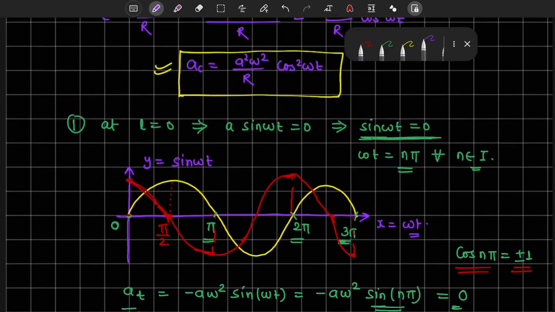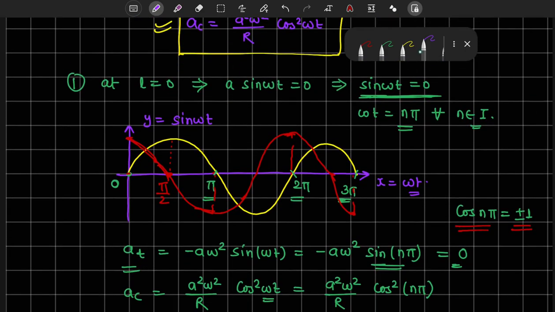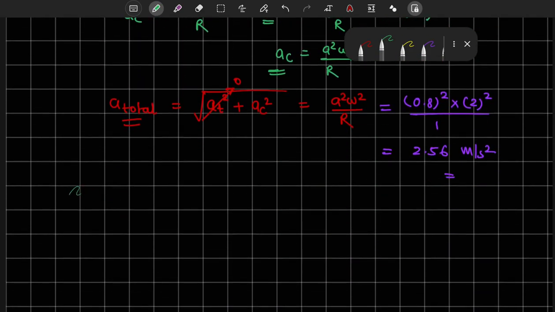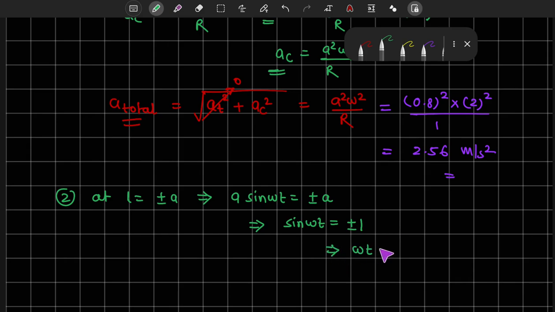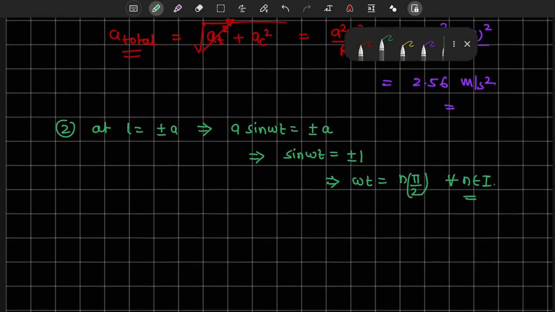Now let us come to another position, that is at l equal to plus minus a. So we can write a sine omega t is equal to plus minus a. So from here we will get sine omega t is equal to plus minus 1. So from here we can write omega t is an integral multiple of pi by 2.